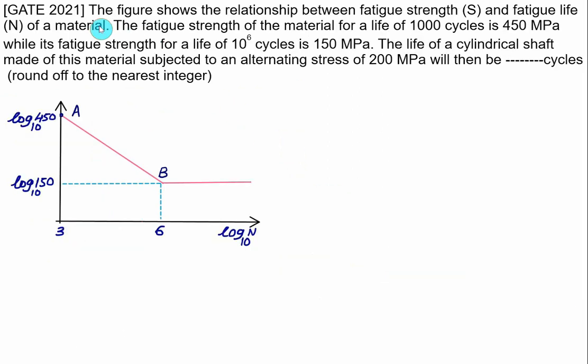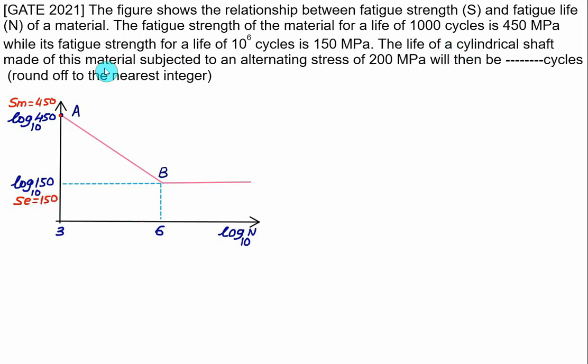And one latest question we will take from the GATE examination 2021. The figure shows a relationship between the fatigue strength S and the fatigue life N of a material, that is, the Basquin equation is shown on the figure. The fatigue strength for the material for a life of 1000 cycles, that is 10 to the power 3 cycles, is given as 450. So you have to treat this value of SM as equal to 450. Its fatigue strength for a life of 10 to the power 6 cycles is 150. So the given value SE will be equal to 150.